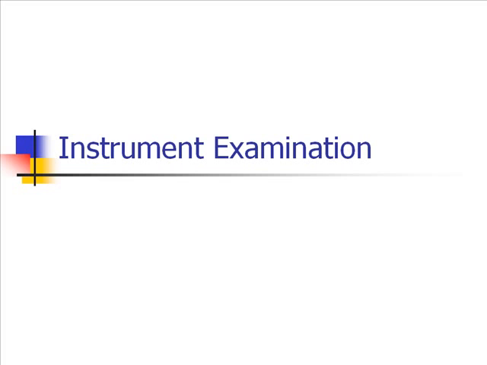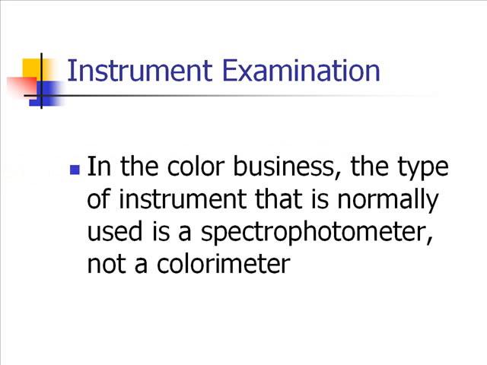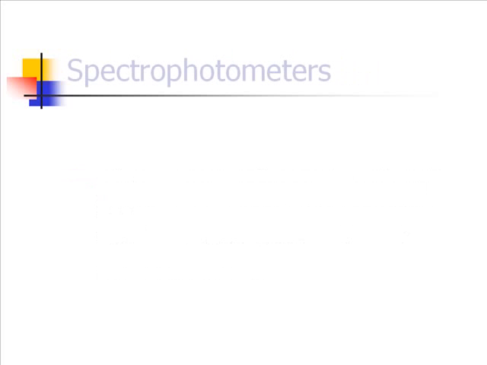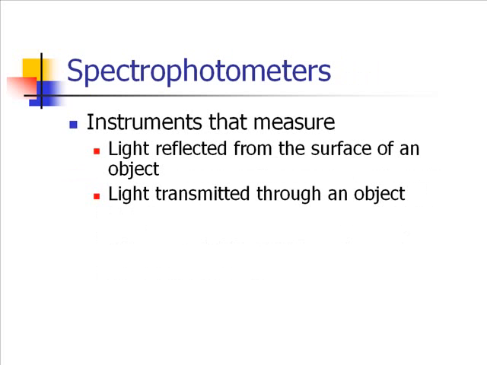A colorimeter doesn't do as accurate a job and doesn't give us as much data as we can get from these spectrophotometers. And the instrument makers like it better too, because spectrophotometers are a lot more expensive to buy than the colorimeters. Instruments that measure light reflected from the surface of an object or light transmitted through an object are called spectrophotometers. That's the other thing about a colorimeter. You can't measure transmitted light.